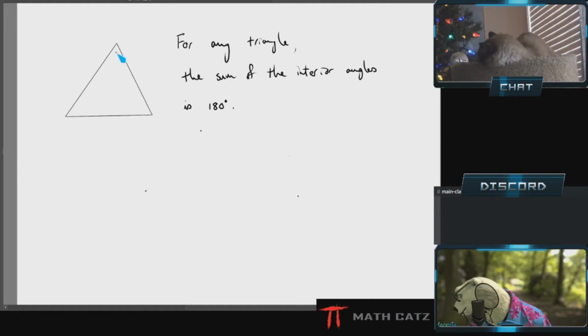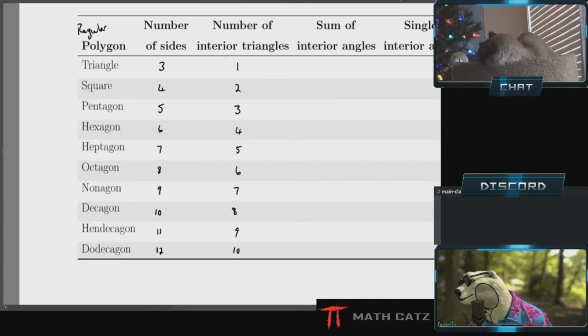Any triangle, the sum of all these interior angles, they're going to be different, potentially. It's not necessarily an equilateral triangle. If I add them up, I get 180 degrees. So now if I go back to my small pen size here.